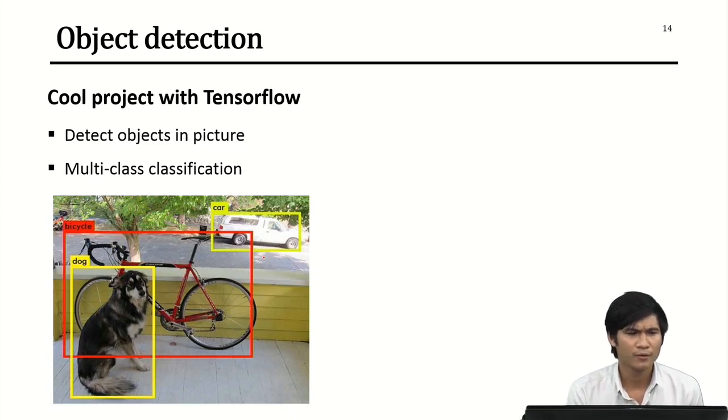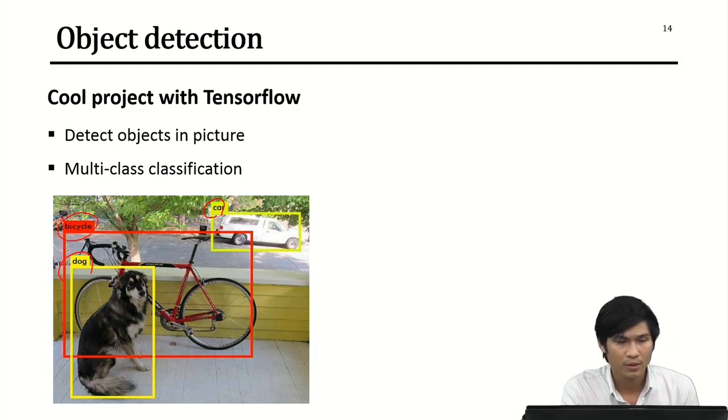And next, we also have cool projects which use TensorFlow to detect objects in pictures. In here, it refers to multi-class classification, because from the picture we can have many objects. This application detects different objects, like the car which exists in the picture, and we have the dog standing next to the bike, and we also have the bike itself.